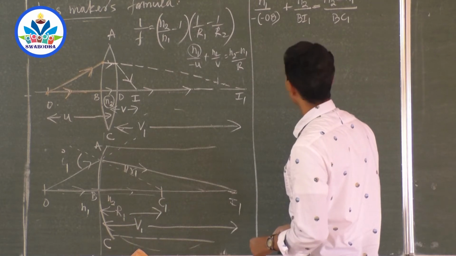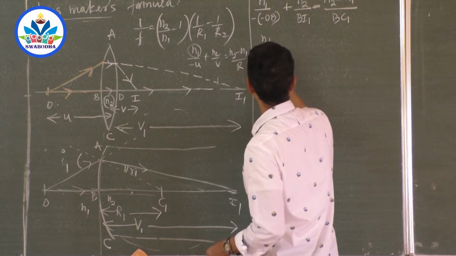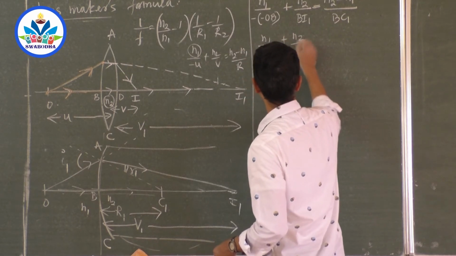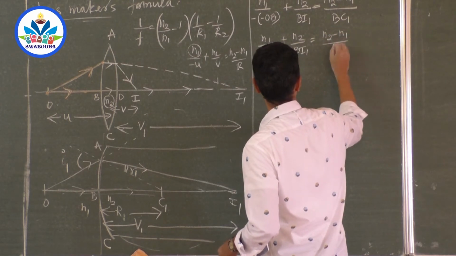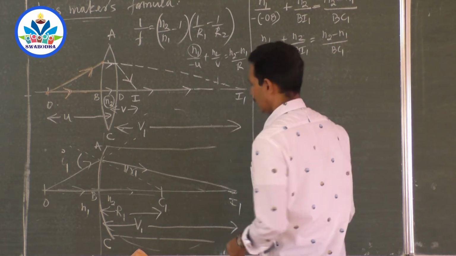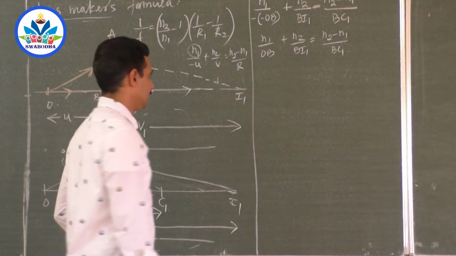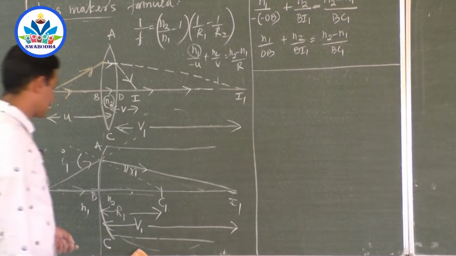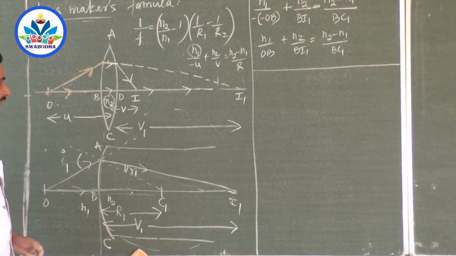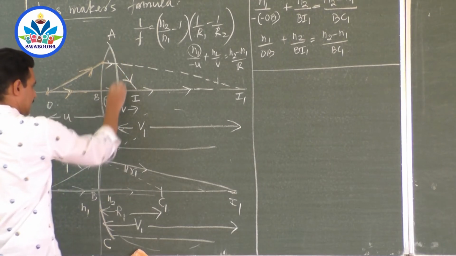n1 by minus OB, n1 by OB plus n2 by BI1 is equal to n2 minus n1 by BC1. Okay, that is one part. Now again we have to go to the second part. What is the second part? Ask the second surface. Surface 2, surface ADC, this one.